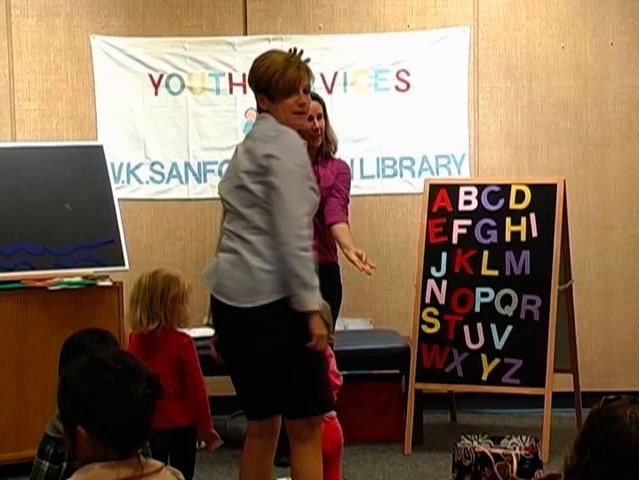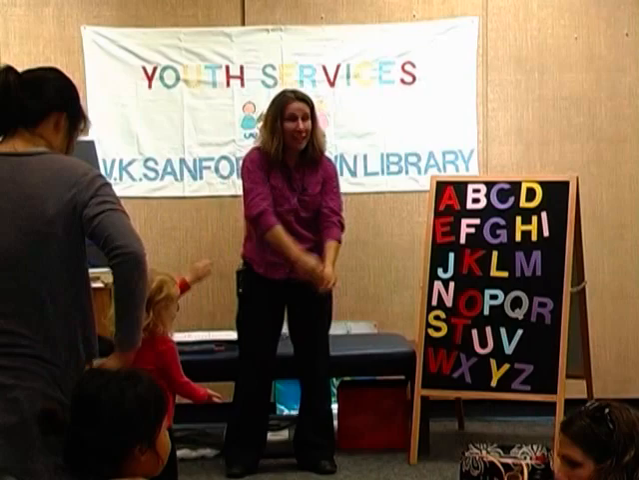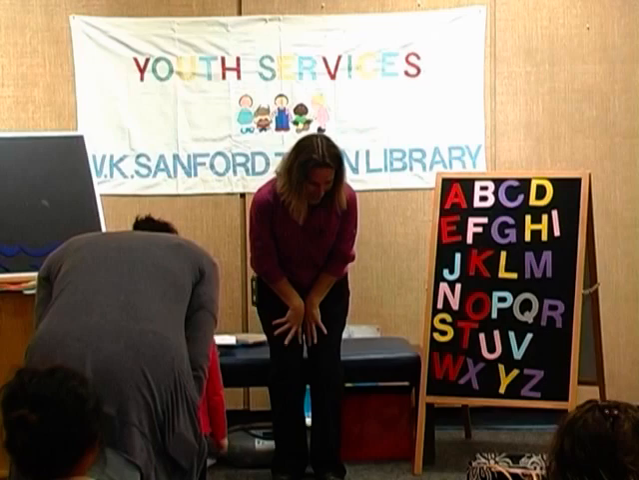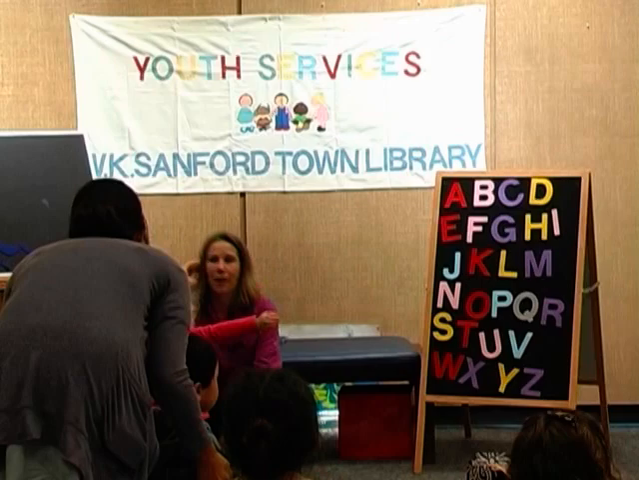A is for alligator. Chomp, chomp, chomp. B is for bunny. Hop, hop, hop. C is for circle. Round and round. D is for dizzy. We all fall down.